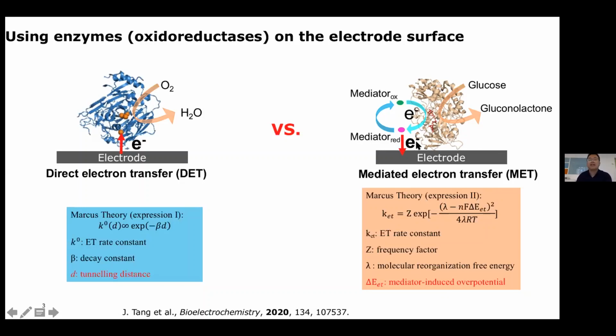This really depends on what kind of application you want to use. For example, if we are working on a glucose biosensor, we want the redox potential somehow higher. Then according to Marcus theory, we have a much larger mediator-introduced overpotential over the redox potential of FAD, then we can get relatively much higher currents. Well, for biofuel cells, we want to somehow decrease the overpotential. Then we have to make the redox potential of the mediator close to the FAD.